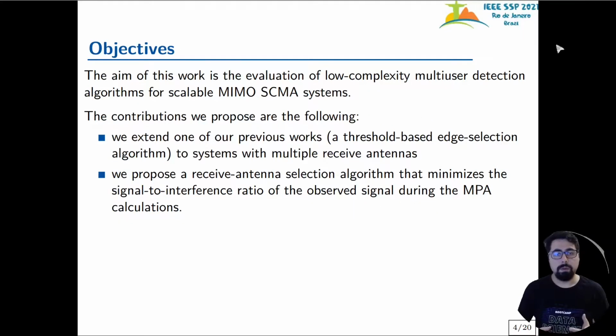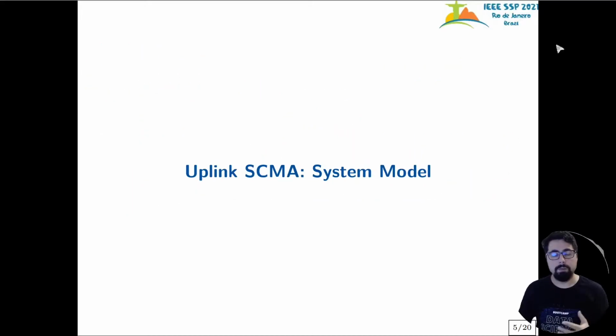So in this work, we consider SCMA in an uplink scenario with single antenna users transmitting to a multiple receive antenna destination node. In the paper, we extended our threshold-based edge selection multi-user detection algorithm to systems with multiple receive antennas, and we also proposed a receive antenna selection algorithm as an alternative solution to exploit antenna diversity during MPA calculations. Now I will detail the uplink SCMA system model.